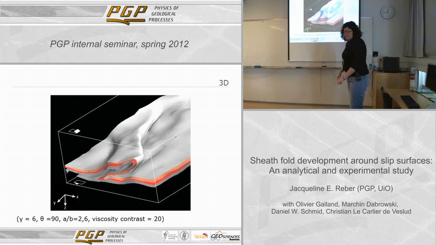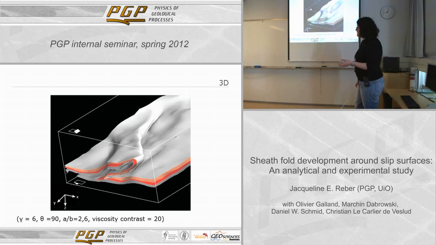Now, we realized that the 3D shape is an important factor. As we saw with the dependence on the viscosity ratio, it really influences the overall shape of the sheath fold. So we decided we want to have a better three-dimensional visualization. So that's a picture one of the guys in Rennes produced.